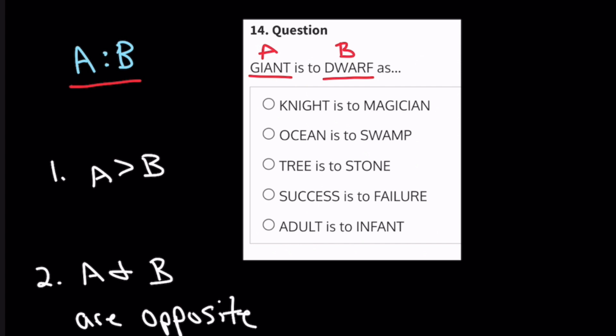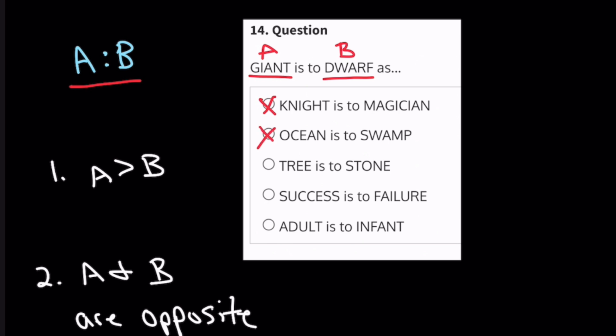So first one we have is knight is to magician. So a knight and a magician are both mythical creatures. However, a knight is not necessarily bigger than a magician, so we're going to eliminate that answer choice. Next we have ocean is to swamp. So an ocean is bigger than a swamp, and they are both water features. However, an ocean is not opposite to a swamp. They're not opposite, so we're going to eliminate that answer choice.